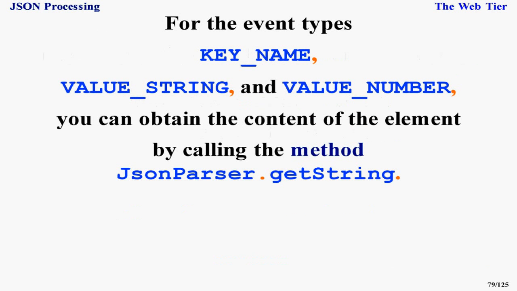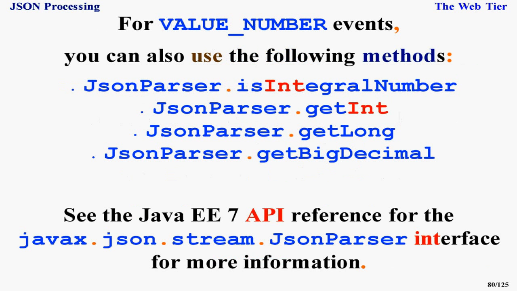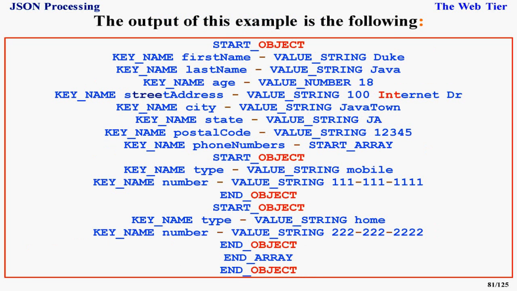For the event types KEY_NAME, VALUE_STRING, and VALUE_NUMBER, you can obtain the content of the element by calling the method JsonParser.getString. For VALUE_NUMBER events, you can also use the following methods: JsonParser.isIntegralNumber, JsonParser.getInt, JsonParser.getLong, JsonParser.getBigDecimal. See the Java EE 7 API reference for the javax.json.stream.JsonParser interface for more information. The output of this example is the following: START_OBJECT, KEY_NAME firstName, VALUE_STRING Duke, KEY_NAME lastName, VALUE_STRING Java, KEY_NAME age, and so on.